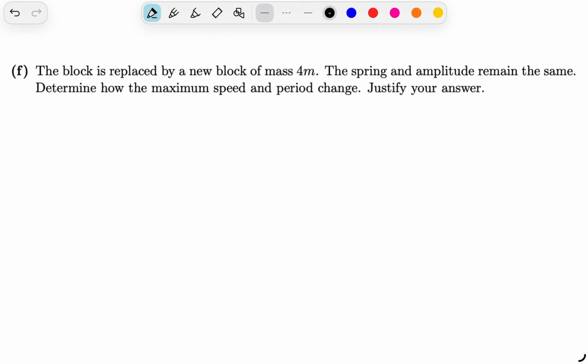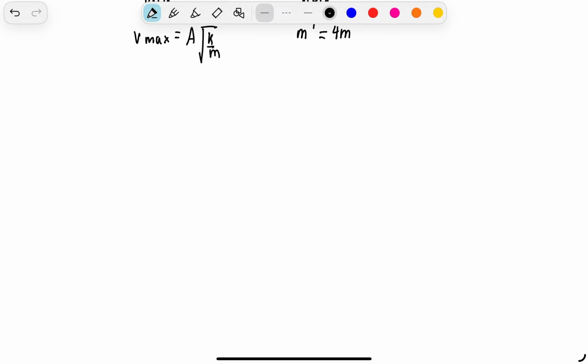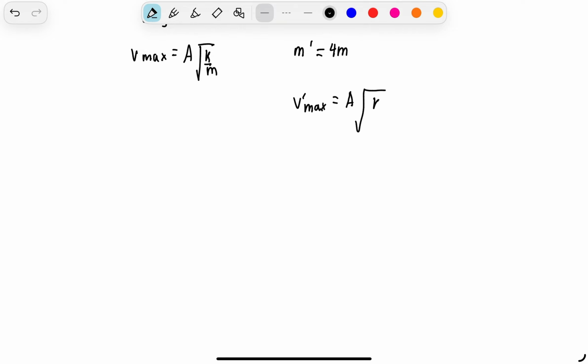The block is replaced by a new block of mass 4m. The spring and amplitude remain the same. Determine how the maximum speed and the period change. Justify your answer. We know that originally V max is equal to the amplitude a times the square root of k over m. In our new situation, we have m prime, as we're going to call it, equal to 4m. So if we calculate our new V max, it will be the exact same thing, but wherever you see m, you replace it with 4m instead. So right here is where we replaced it.